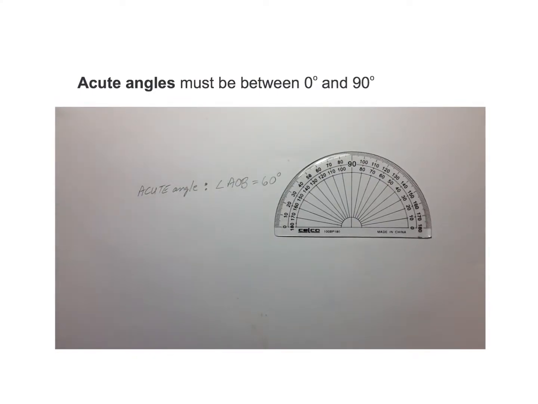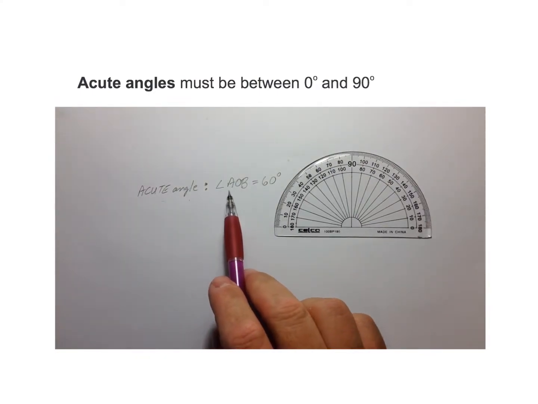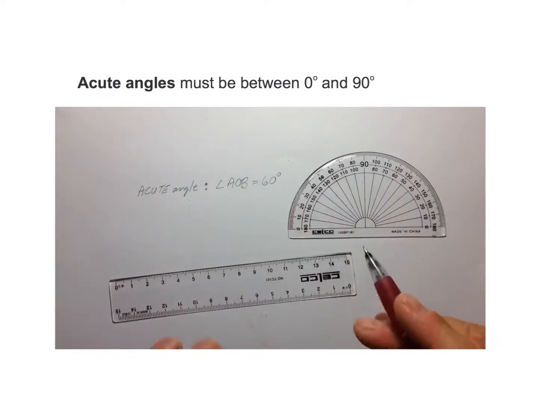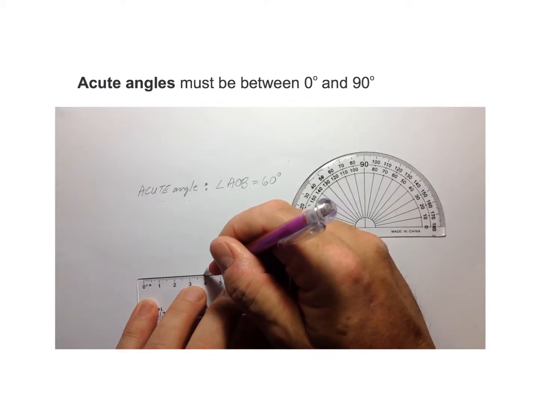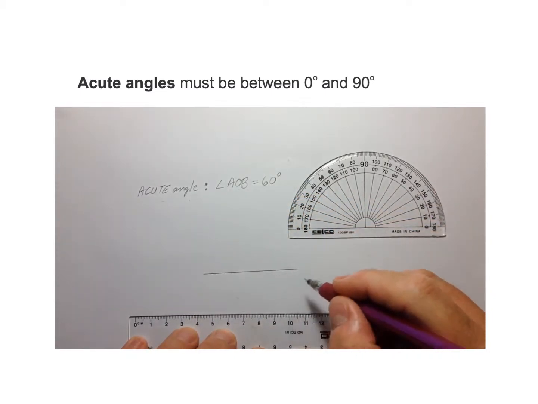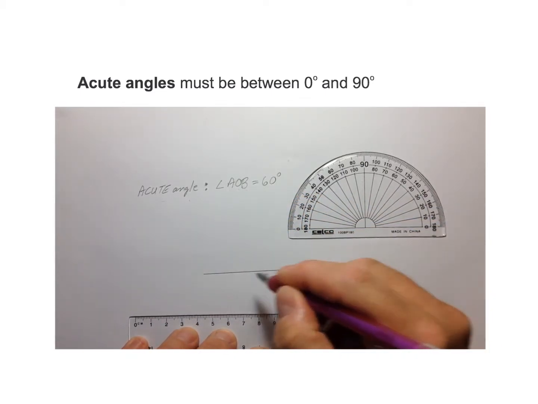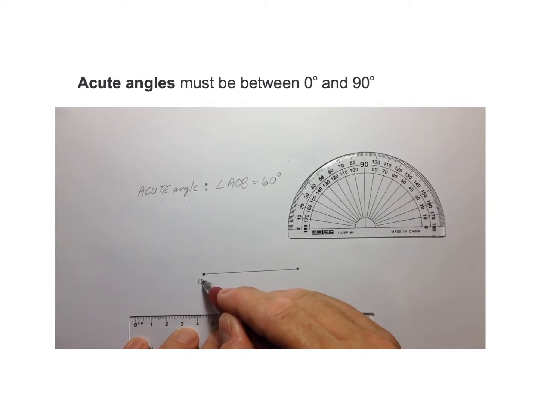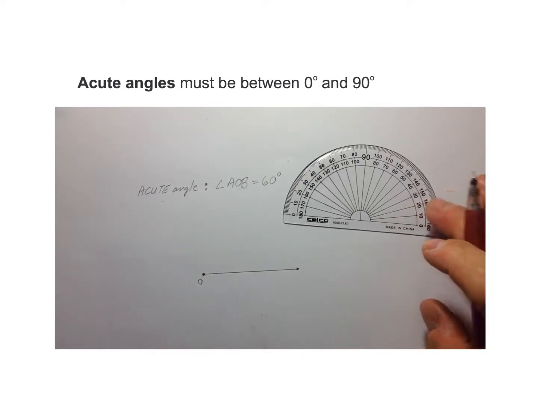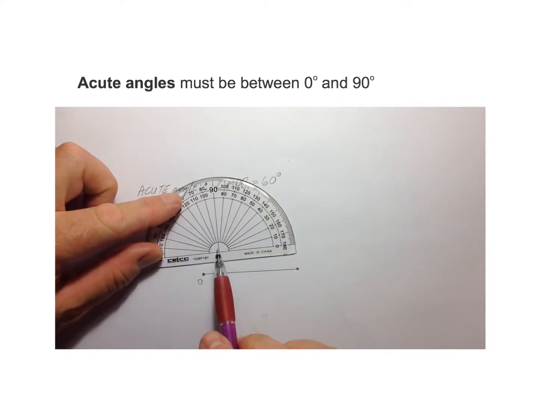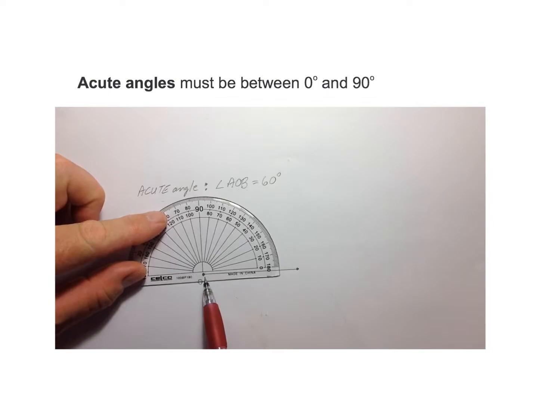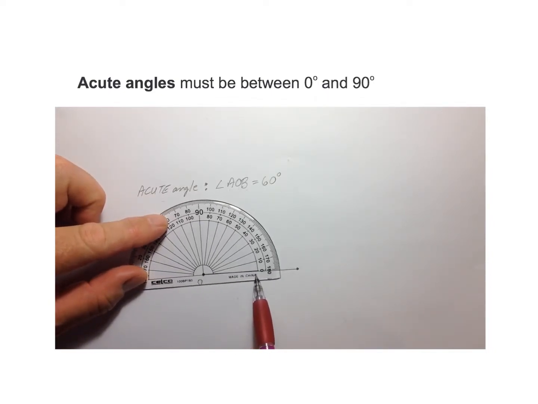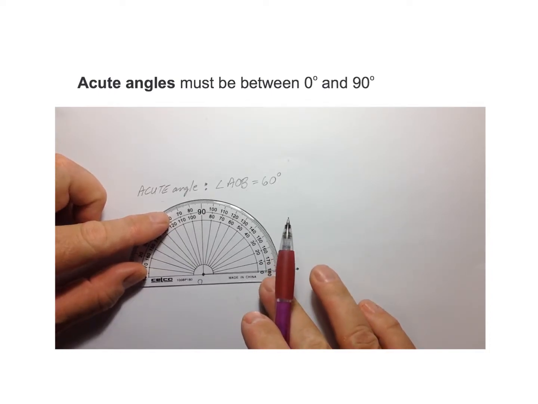Alright, so I need to draw acute angle AOB to equal 60 degrees. How do I do that? First thing I'm going to do is draw a straight line. And there's one point over there. This one over here has to be O because that's my vertex. I then take my protractor and I lay my protractor with the crosshairs exactly on the O, making sure that that line over there is exactly in line with that line over there.